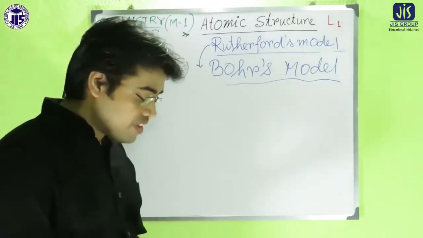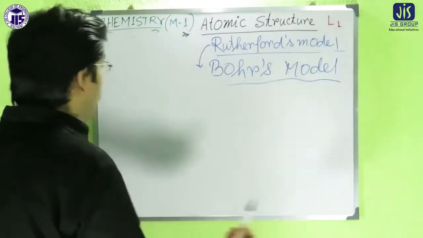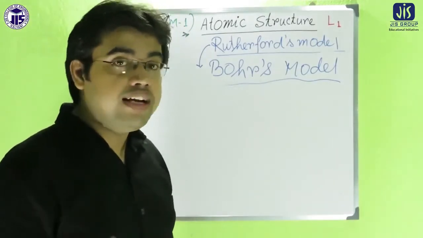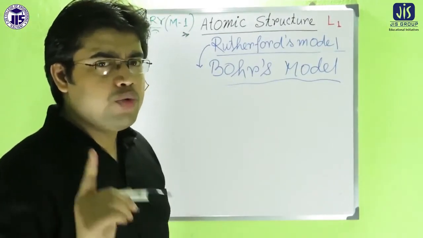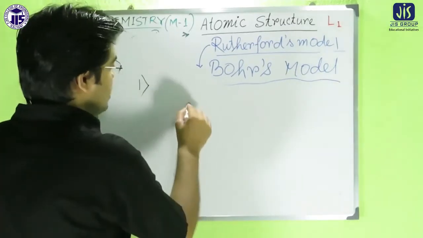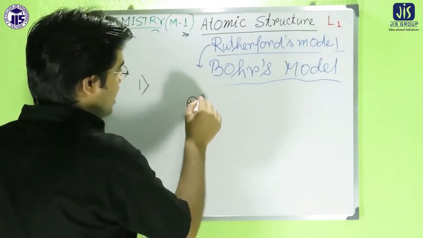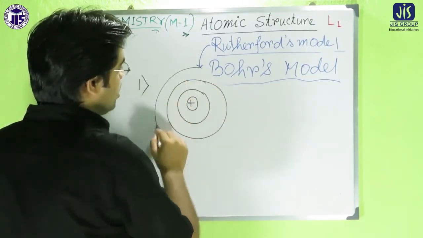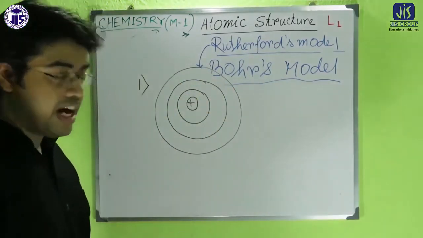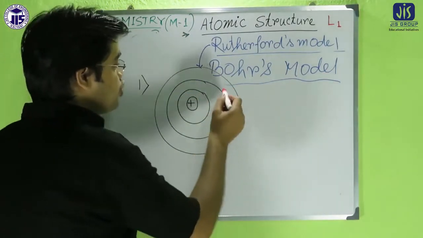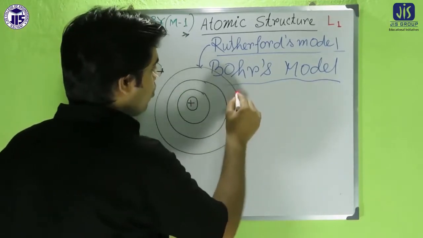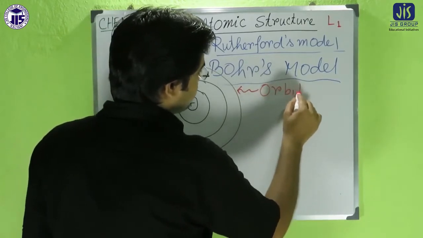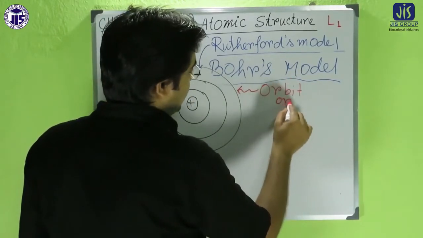Now, what is the Bohr model? According to the Bohr model, Bohr said that electrons will revolve around the nucleus only under particular pathways. If this is the nucleus, then electrons will revolve around it only in particular pathways, and these pathways, according to Niels Bohr, are called orbits or particular energy levels.